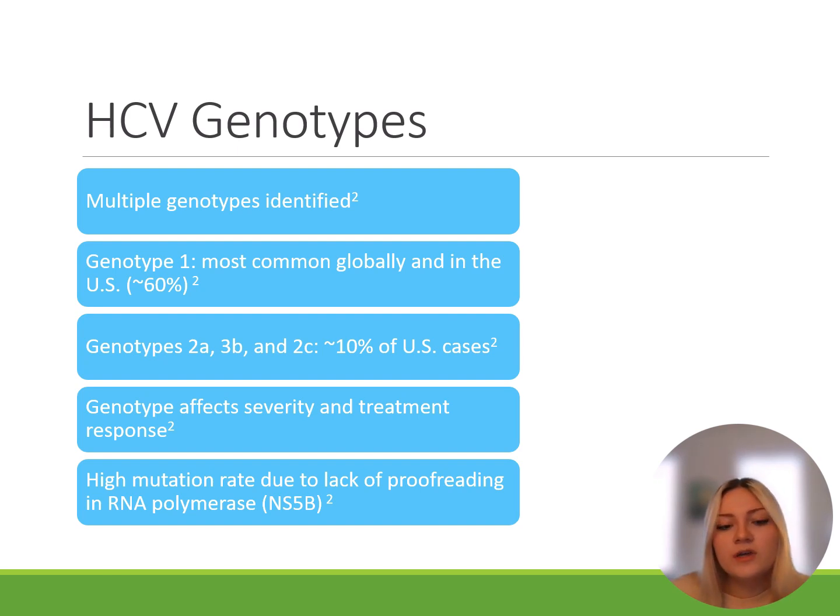Another aspect of hepatitis C that makes it difficult to treat is the high mutation rate, and this is due to a lack of proofreading in RNA polymerase, the NS5B. If you're trying to make a vaccine or an antiviral medication, by the time you do all the work, your patient's strand has mutated several times over. So it's hard to play catch up with that.